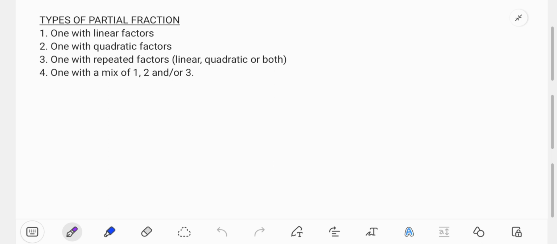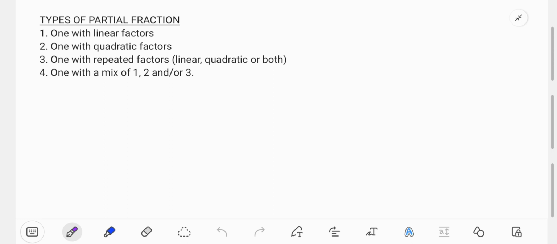So you can have a question on partial fractions which has both linear factors and quadratic factors. You can have both quadratic and repeated factors in them. Yeah, it could be a mix of all three or just two of them. Okay, so we are going to tackle them one by one. So in this video, we are going to start with the first one: partial fractions with linear factors.